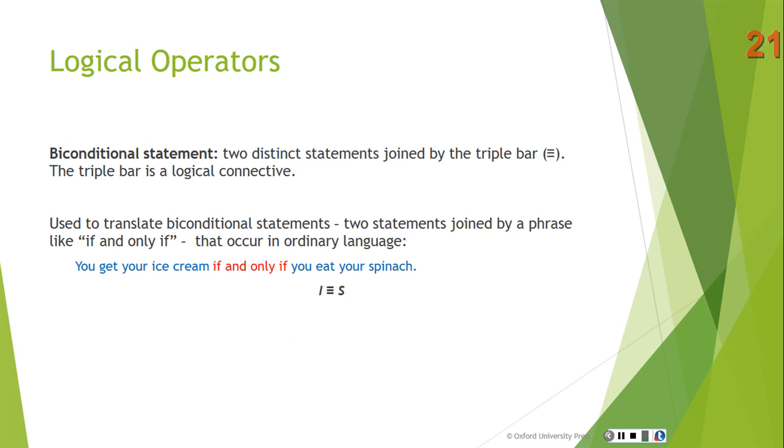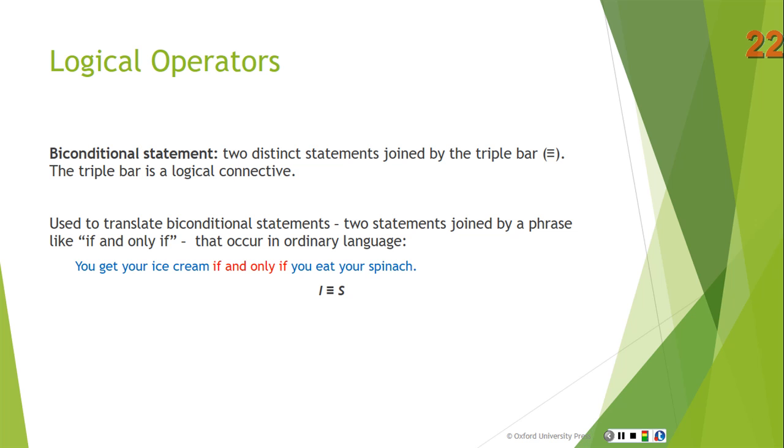Okay, finally, we have biconditional statements. These are two distinct statements joined by the triple bar. The triple bar is a logical connective. It's used to translate biconditional statements, which are two statements joined by a phrase like "if and only if." "If and only if" occurs in everyday language, and it's just a combination of "if then" and "only if." So you get your ice cream if and only if you eat your spinach. You would translate that as I biconditional S.